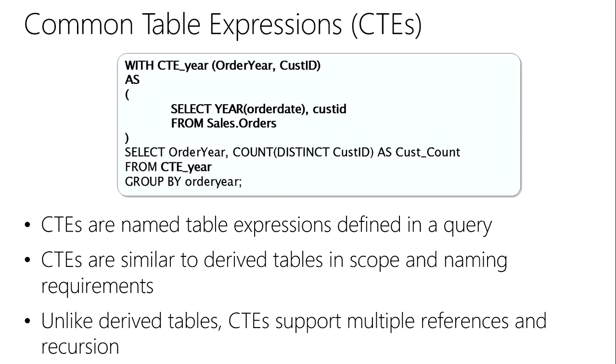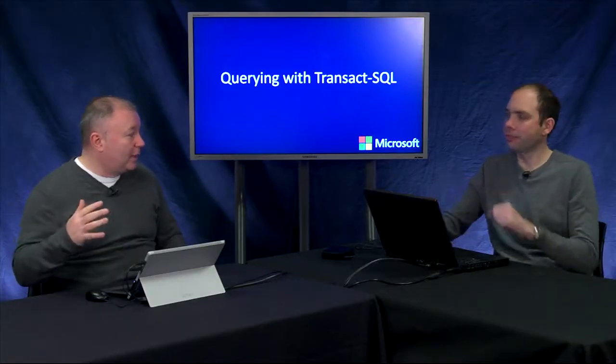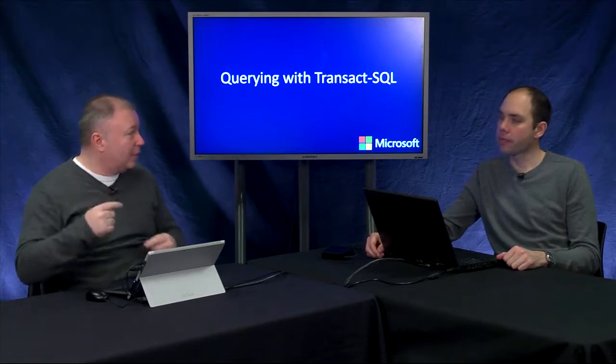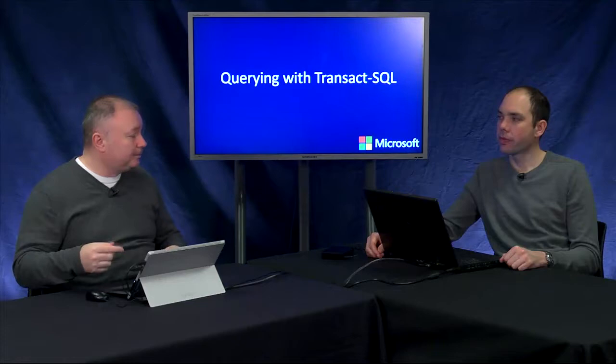There is a difference. These support multiple references, so I could refer to this multiple times. I could query from that common table expression again and again in the same query, which I can't do with a derived query. But it won't live on like a view? No. Once the query that contains it ends, then it goes out of scope and it disappears. But while it's in scope, I can hit it multiple times.